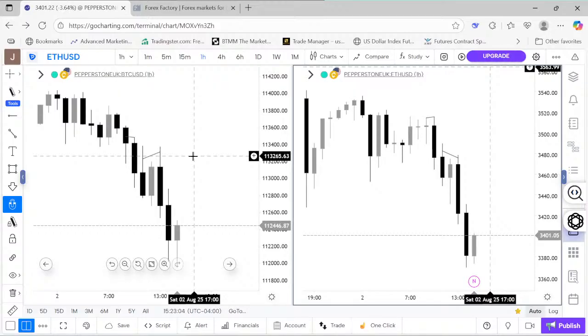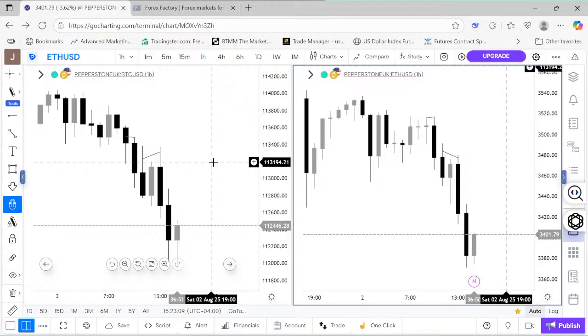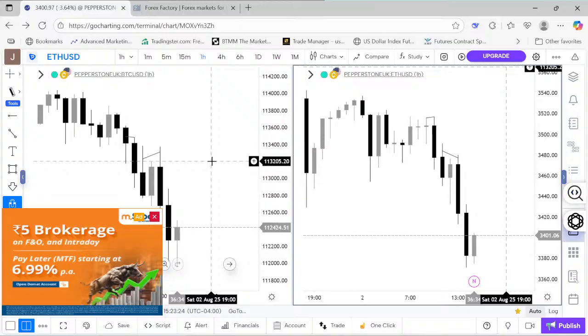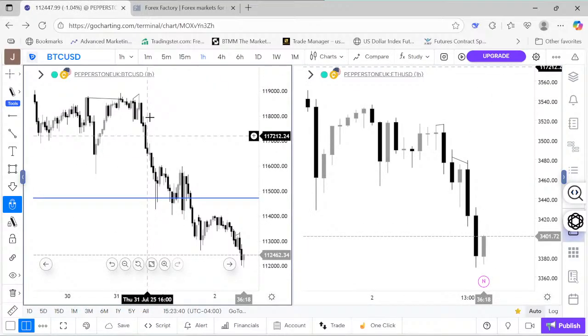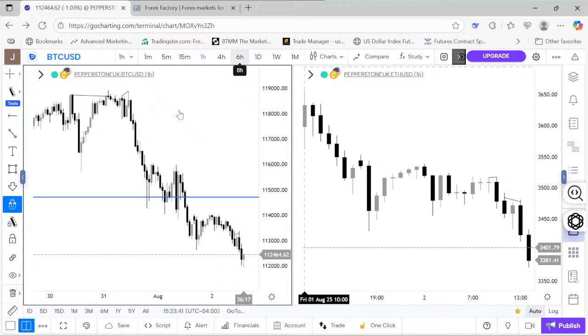The idea is that we have what is called sequential SMT. We use SMT to signal that price is going to turn, and when it's going to turn. Of course, there are other confirming elements that we use to add confluence and give higher probability to the trade. So looking at Bitcoin, we use the 6 hour chart.